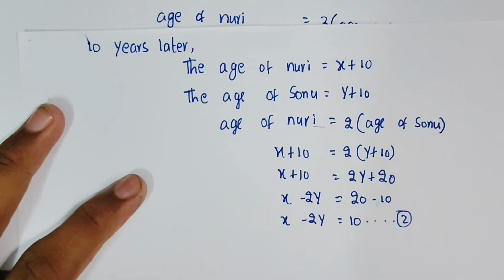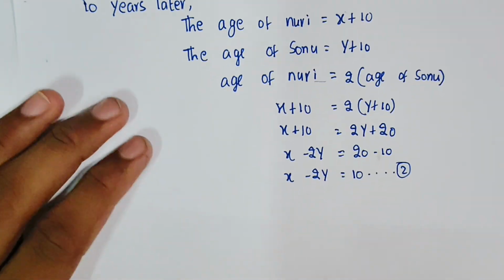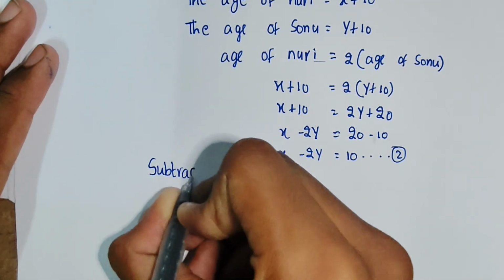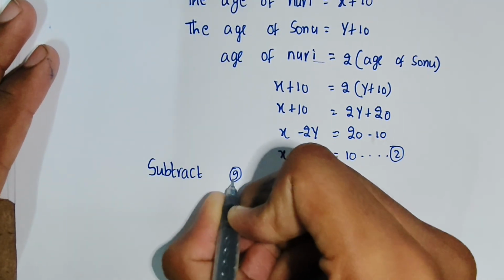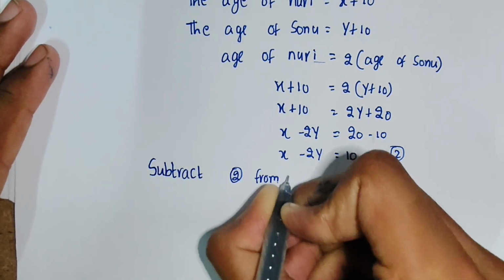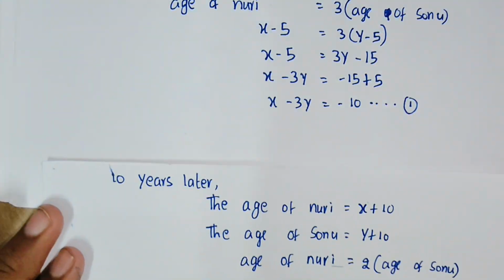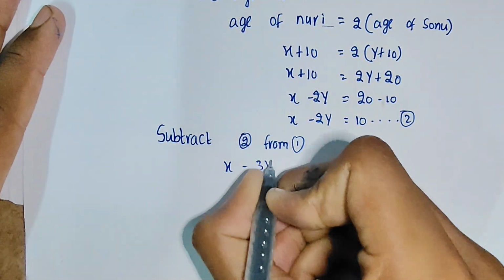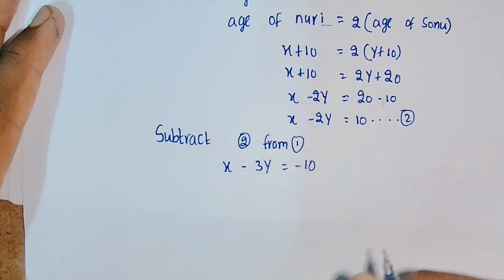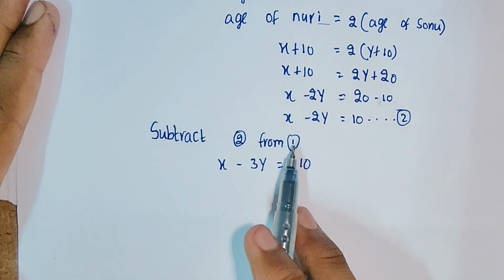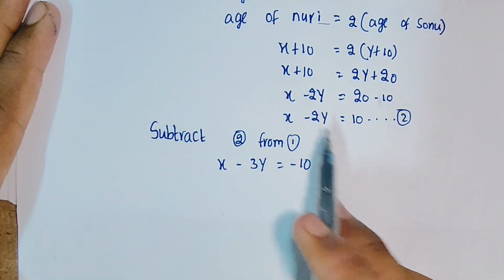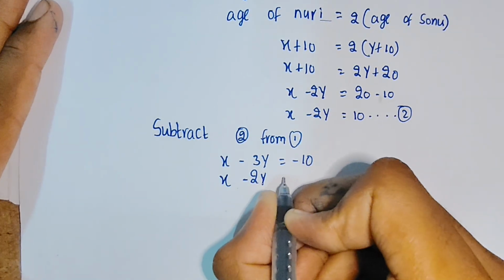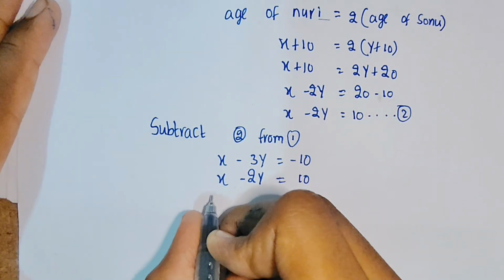Now, here subtract equation 2 from equation 1. What is equation 1? x minus 3y equals minus 10. Sorry, what is equation 2? x minus 2y equals plus 10.